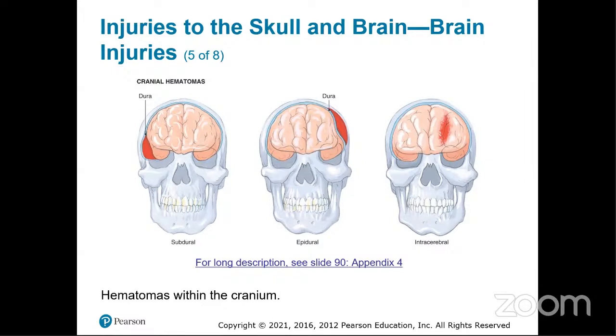Does it matter for you guys? When you're treating a patient, does it matter whether it's subdural, epidural, or intracerebral for what you're going to do? No. Just know that there are 3 different types.